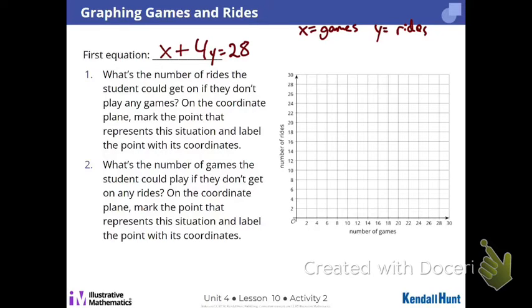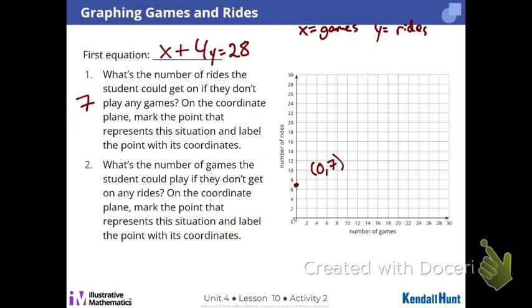So how many rides can this person go on if they go no games? Tadas, what do you think? They could go on 7 rides if they play no games. Okay, and then it says on the coordinate plane mark that spot, so let's do that. And it says to write the coordinates. The coordinates of that would be 0, 7. So there it is. 0 games, 7 rides. That's the spot, right? Label it. We're done there.